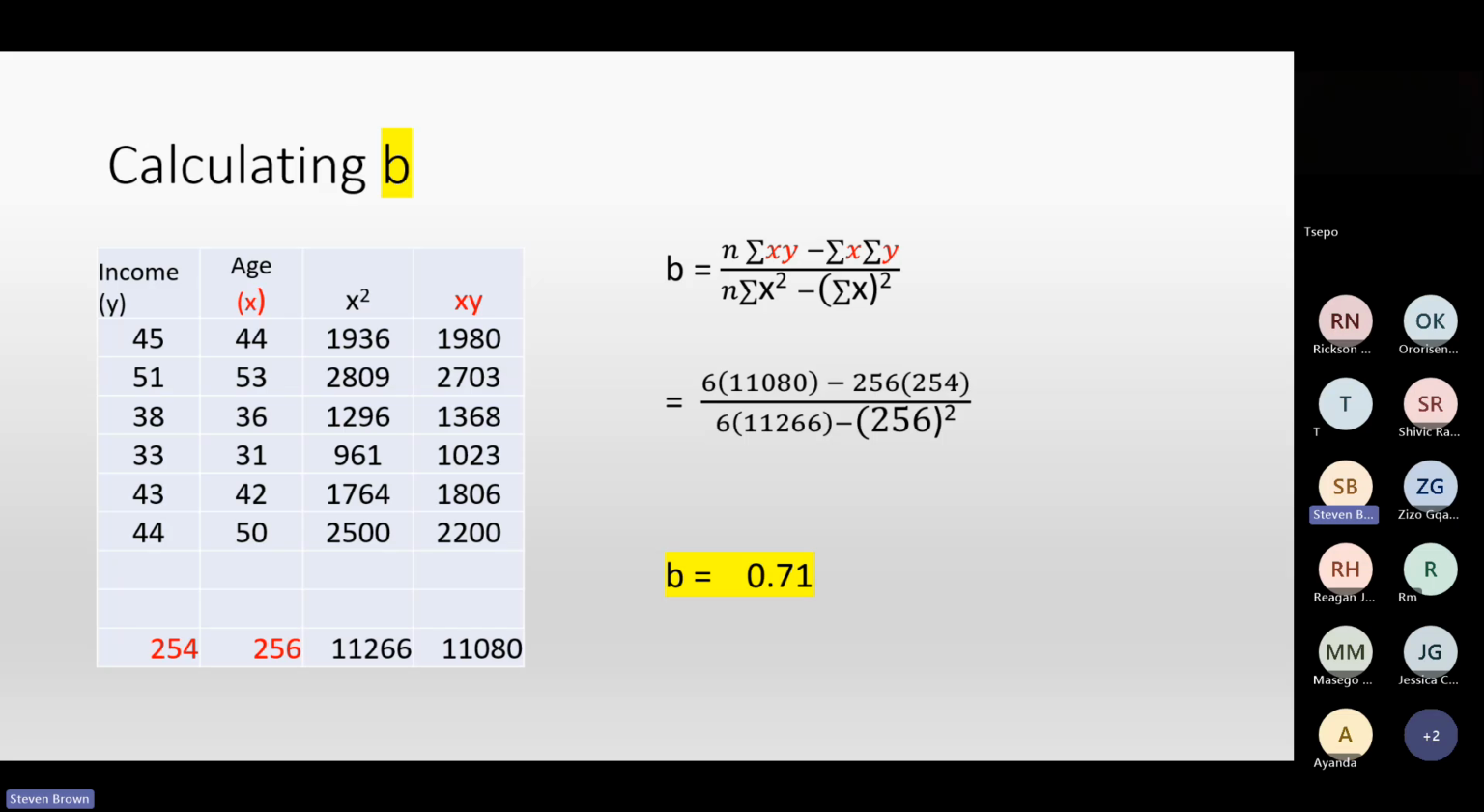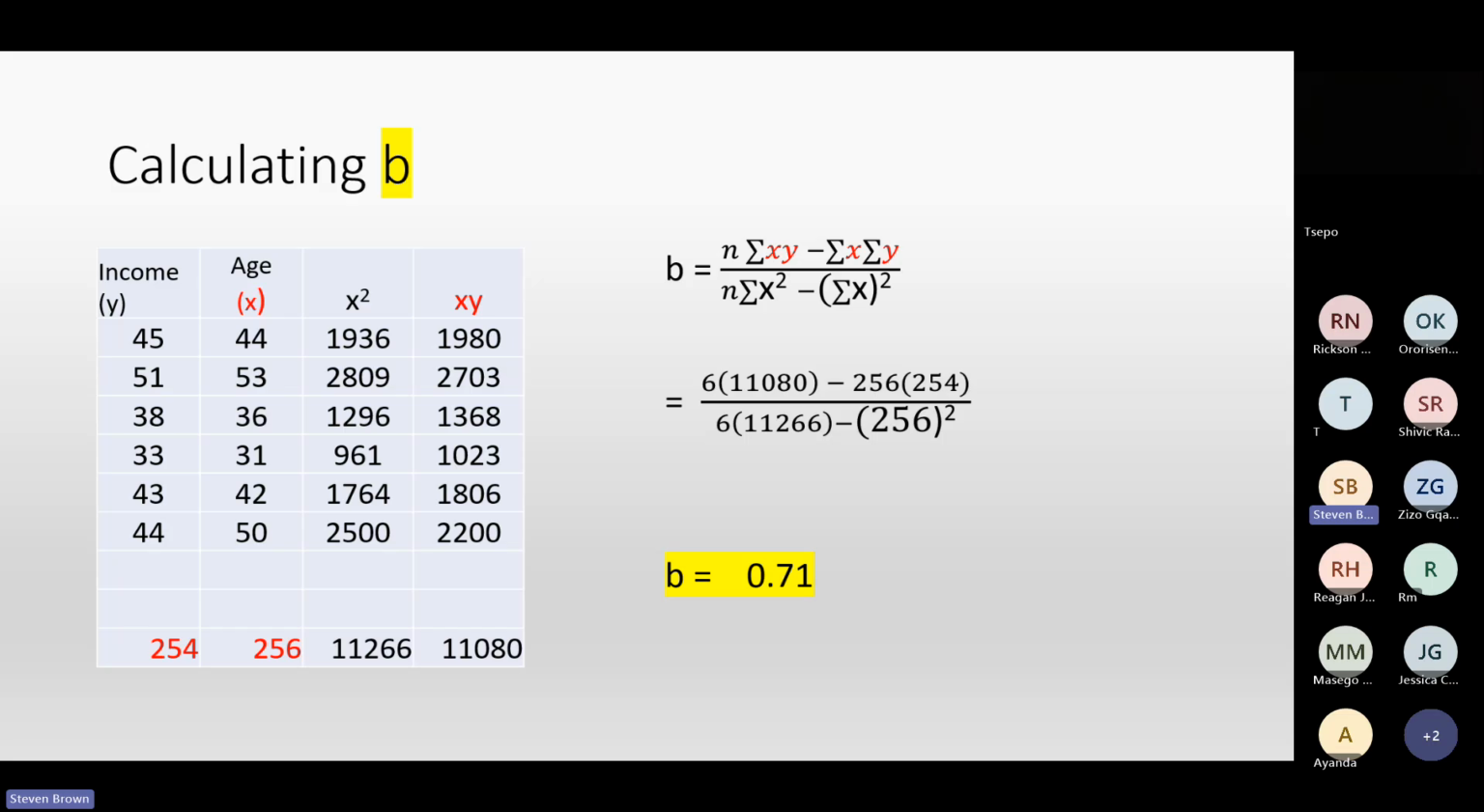Right, then it says sigma xy. So let's go to sigma xy. What's it actually saying? Take your x, multiply it by your y, and get a number. And that's saying do that and then add it. So that's 11080. So in that term there, we get that and put it there. Minus sigma x, which is adding up your x's, 256, multiplied by sigma y. Add up all your y's and get 254. So we got the top, the numerator.